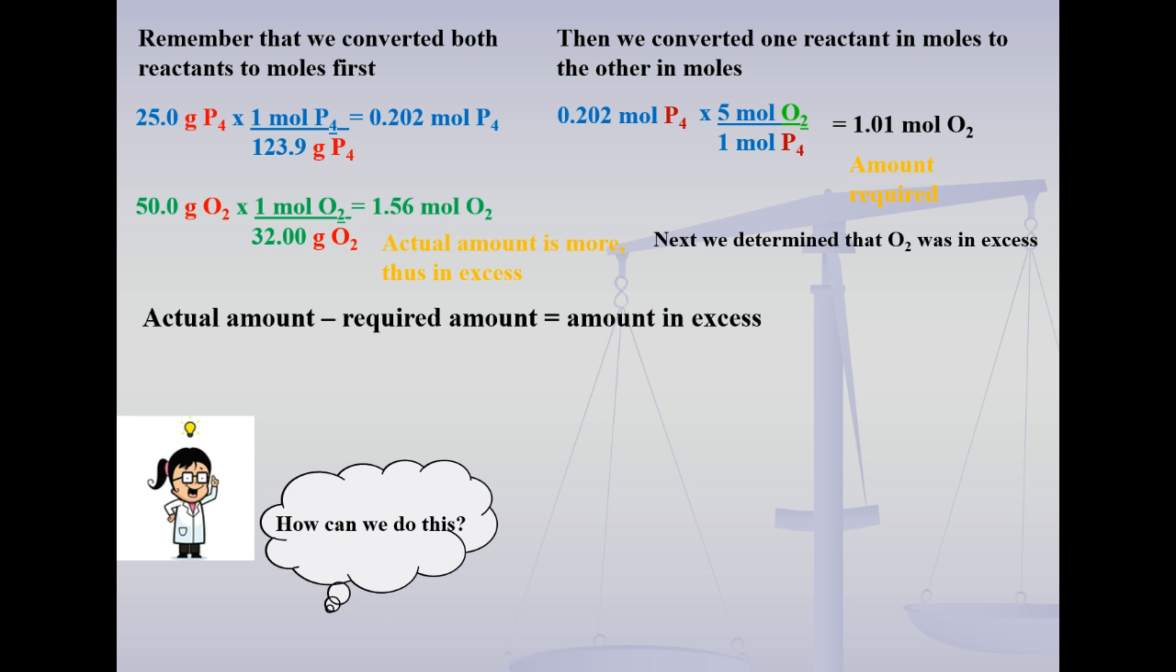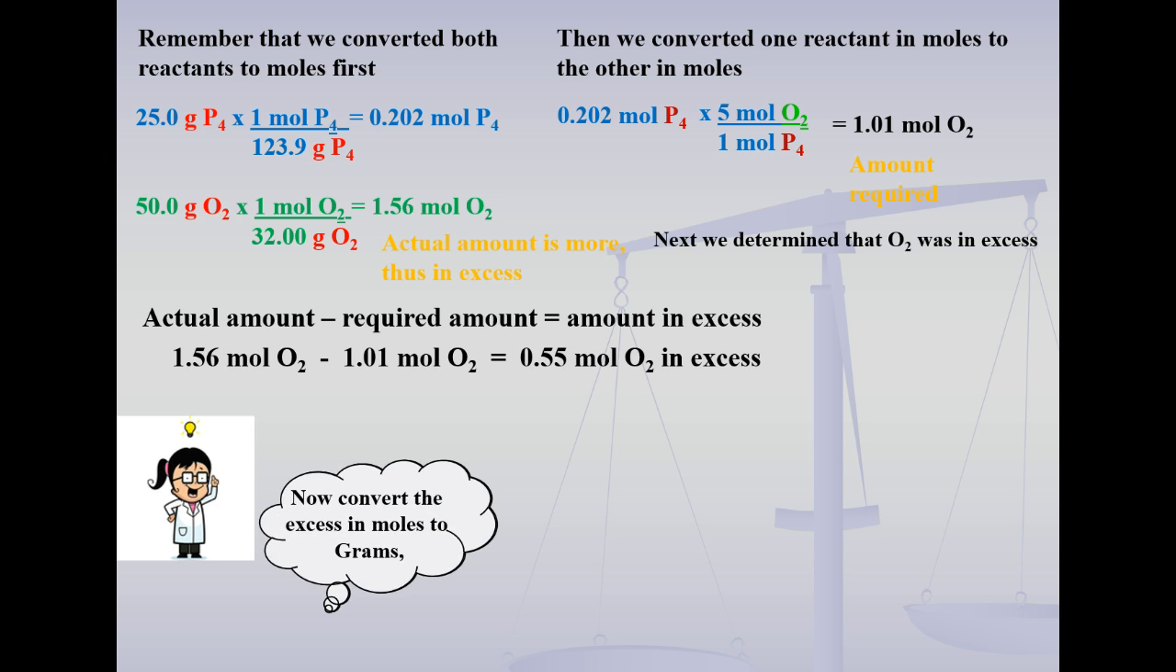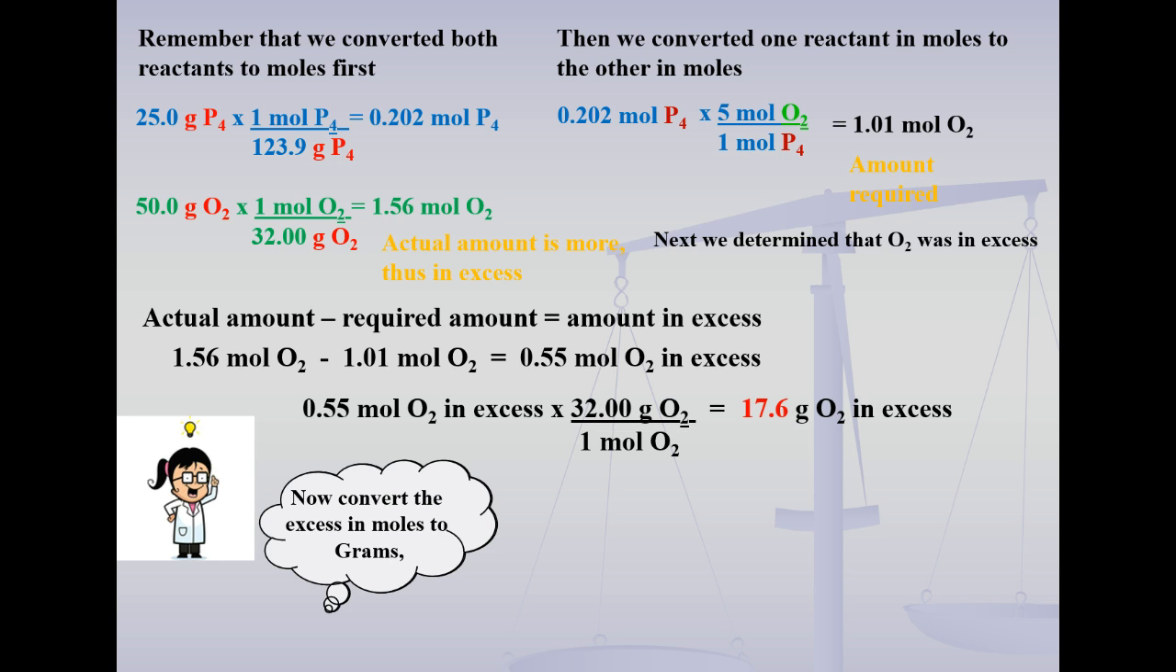Take the actual amount, subtract the required amount, and that gives you the amount in excess. But that's in moles, so you want to convert the moles of oxygen to grams of oxygen. And we get 17.6 grams of oxygen in excess. Now the problem is complete.